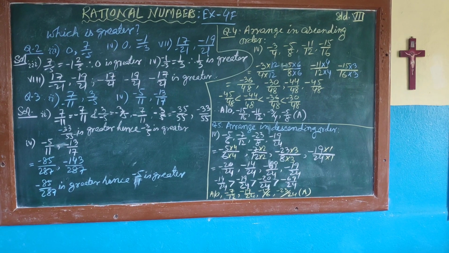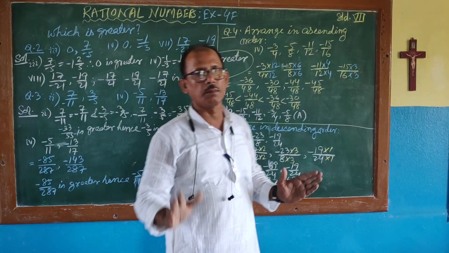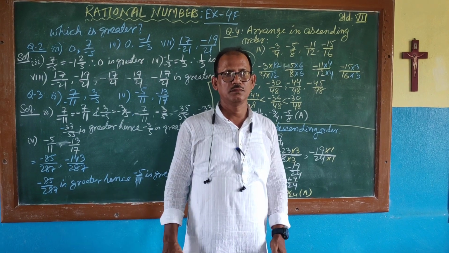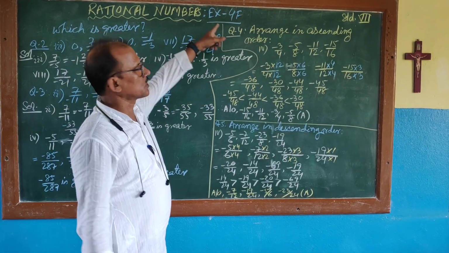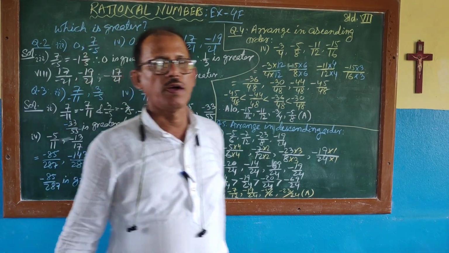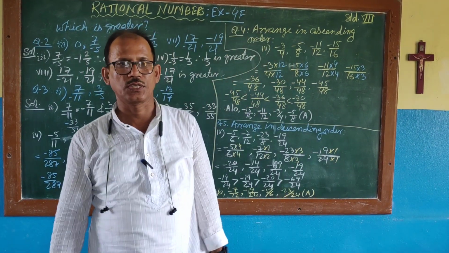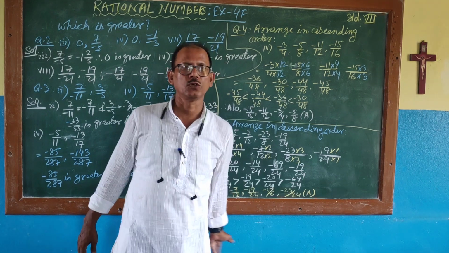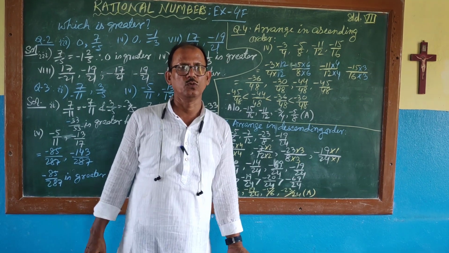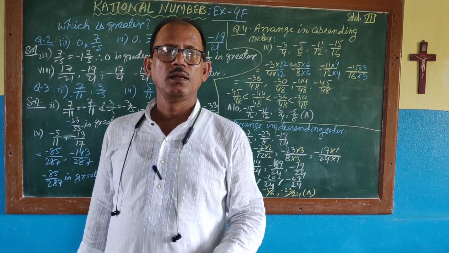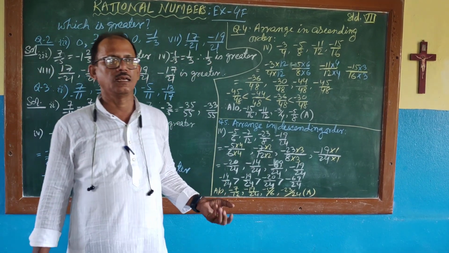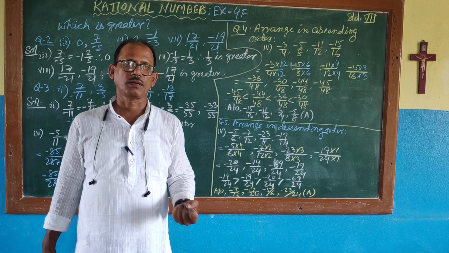In the previous video, you learned about the rational number on number line. That's very clear. Now we will do the remaining sums of exercise 4F, where the comparison of the rational numbers is there. In the previous video, I said to you, and I have said several times before also, rational numbers, positive and negative.